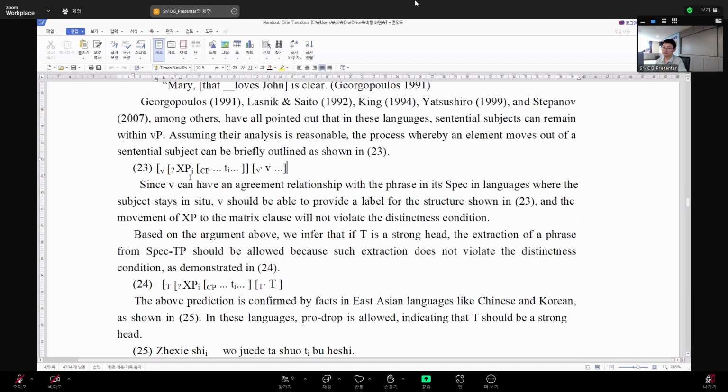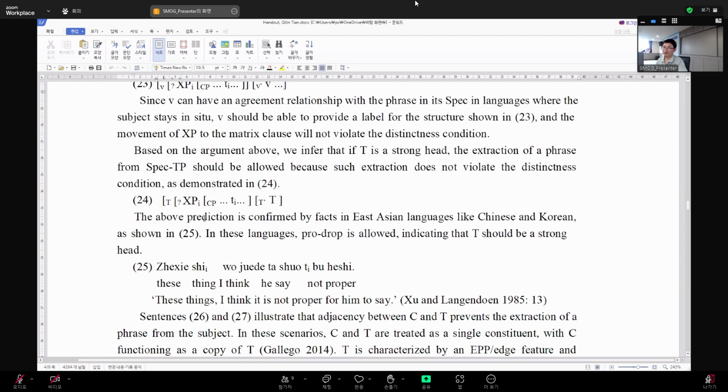That is, when the derivation reaches this stage, V will try to provide a label for its mother node because V agrees with the subject. And then when the phrase XP moves out of the subject to the higher position, it will not violate the distinctness condition. I think based on the argument above, we can infer that if T is a strong head, extraction of a phrase from the subject TP should be allowed, because such extraction does not violate the distinctness condition, as shown in 24.